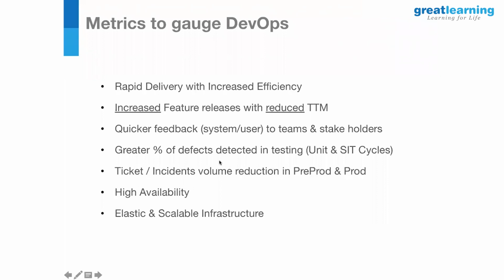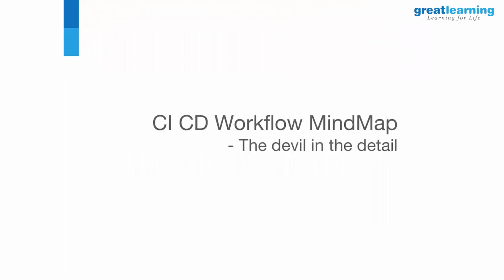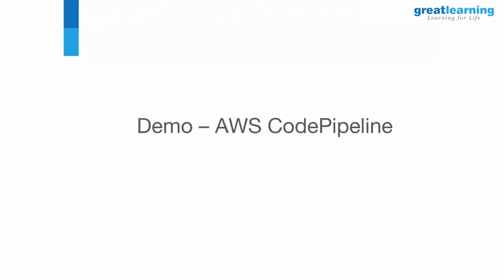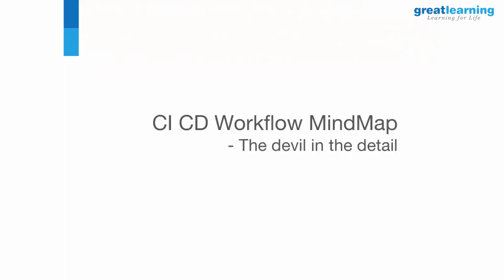So this is about the things I wanted to cover. The next one is, we will move away from the slide deck. We are done with the slide deck, and there are two important things which we are going to see now. One is the mind map about CI/CD workflow to see the devil in the details, and the next one is a demo of AWS code pipeline creation. Okay, so we'll see the first one.